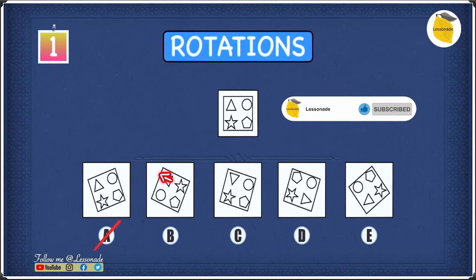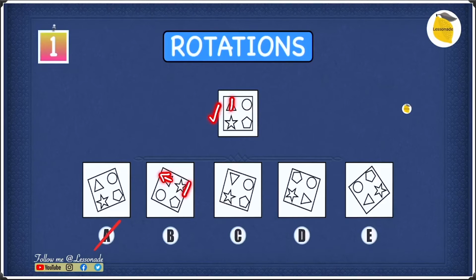The triangle is pointing away from the star, which is right, and the pentagon is pointing towards the circle, just like here. So B is fine, and we can move into C. The triangle is pointing towards the star, but over in the question figure, the triangle is pointing away from the star. So therefore, we can also cross off C.